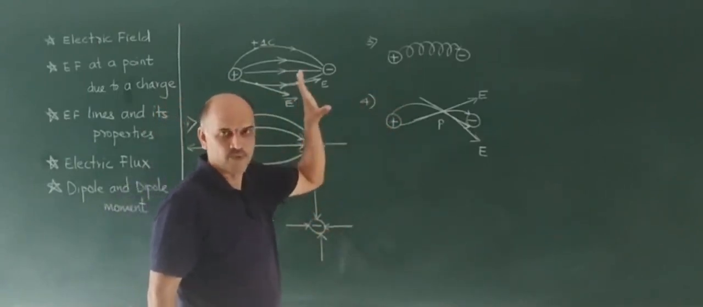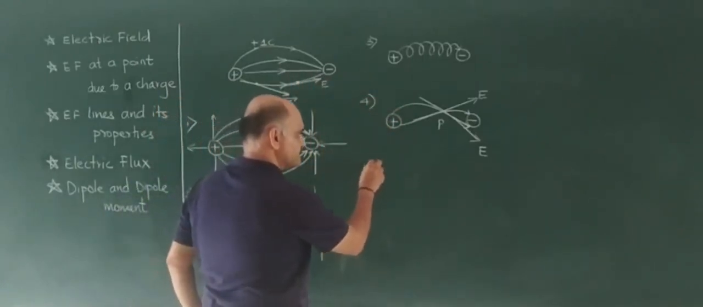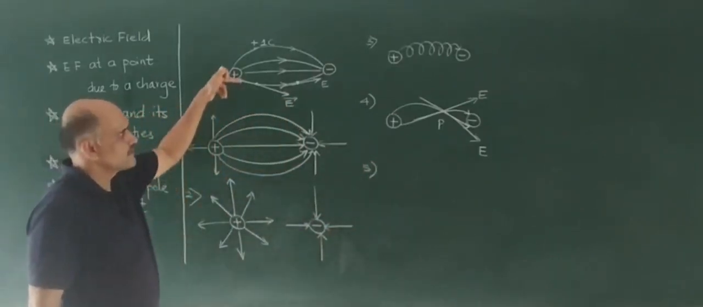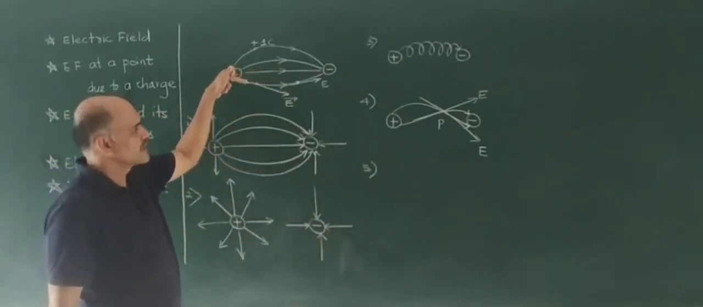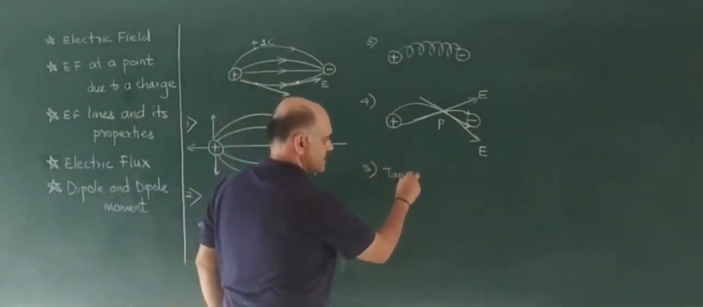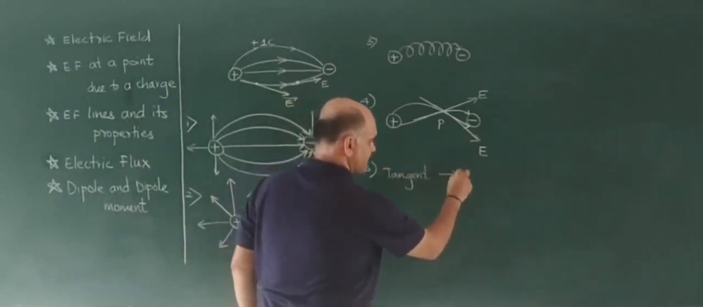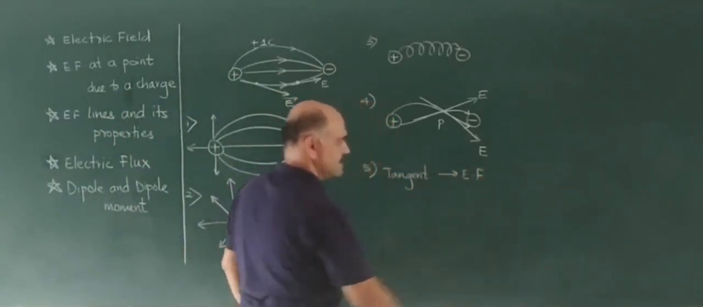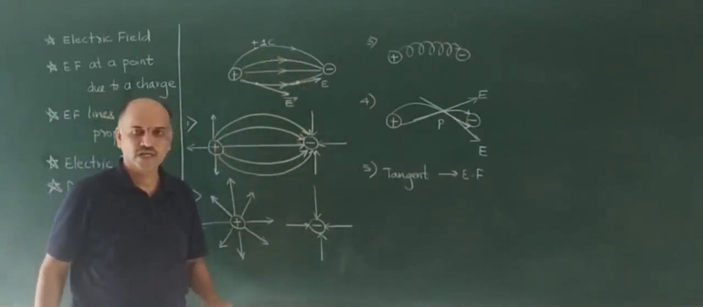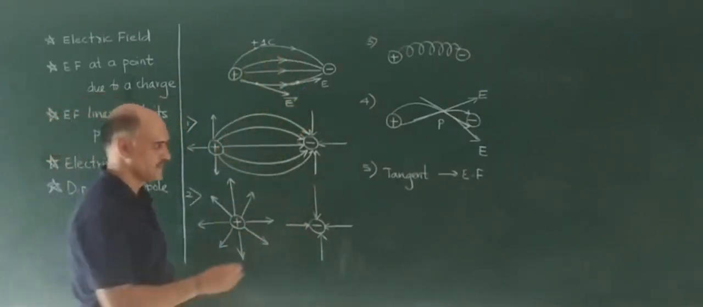This is important. Fifth, electric field lines: same definition as I have told. The tangent at any point on the curve gives the direction of the electric field.